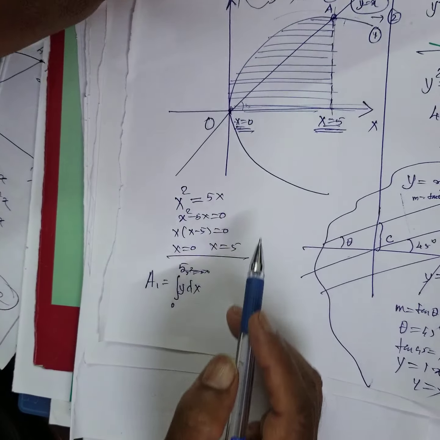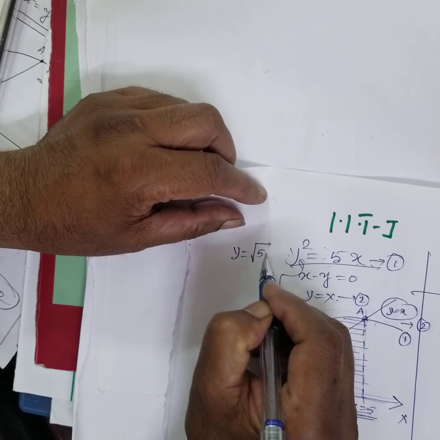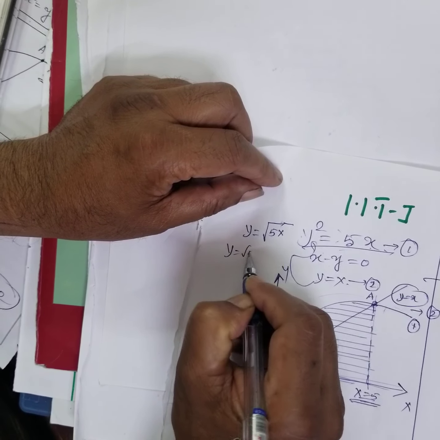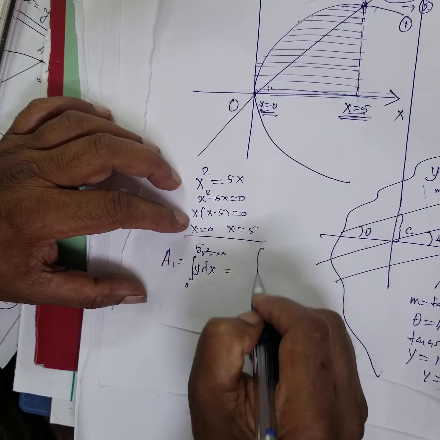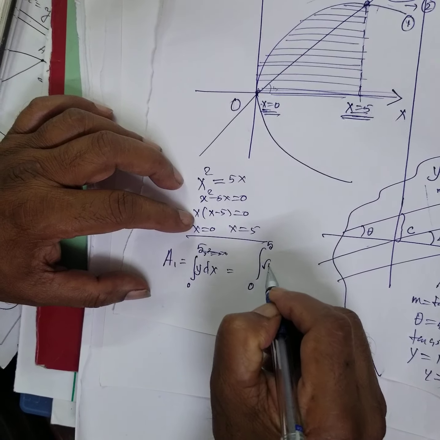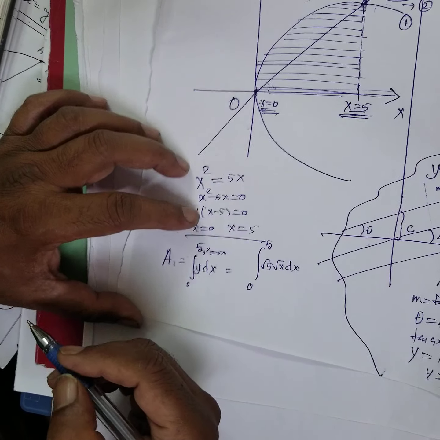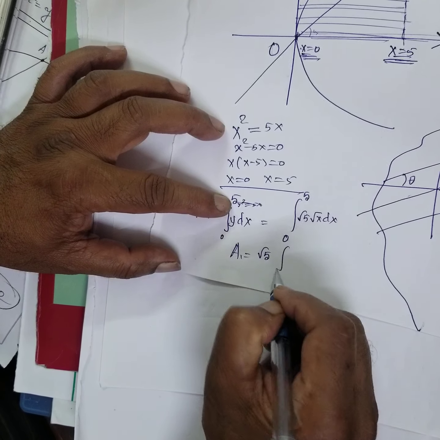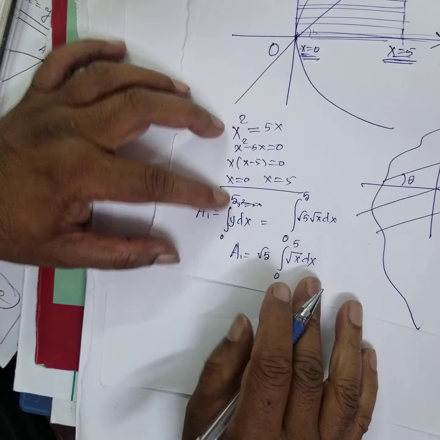But what is the y here? y is equal to square root of 5x, right? Or y is equal to root 5 and root x, isn't it? Therefore, 0 to 5, y is equal to root 5 root x dx. Root 5 you take it out. Therefore, A1 is equal to root 5, I will take it out, 0 to 5 root x dx.